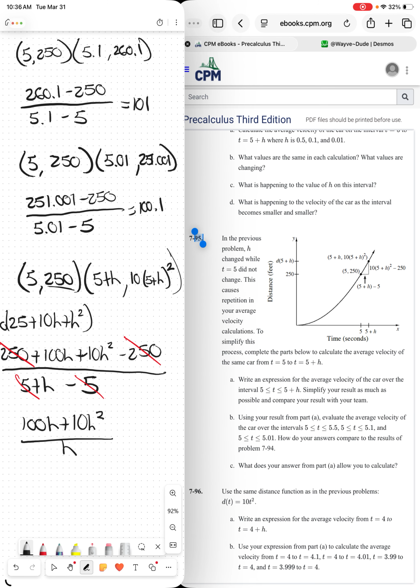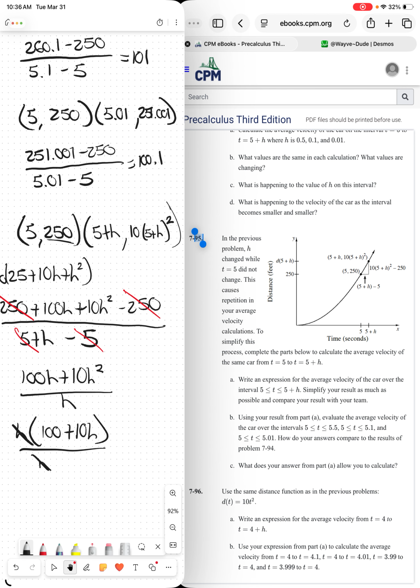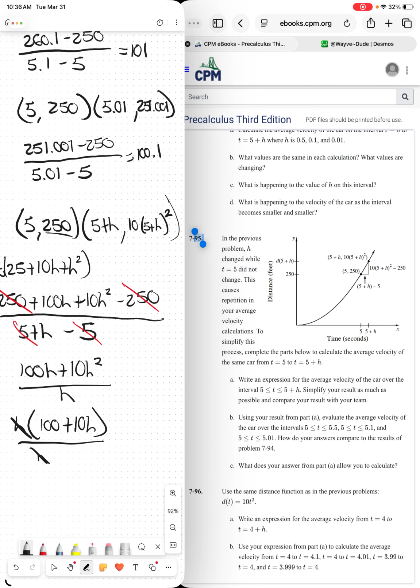Now it allows me to plug in whatever that h value is, so I can actually simplify this. I can take out an h. And now it allows me to put in that h value and get the velocity at whatever that h value is close to 5. So like 0.5, 0.1, and 0.01, right? And so you can see there where we would get these same answers that we were getting.